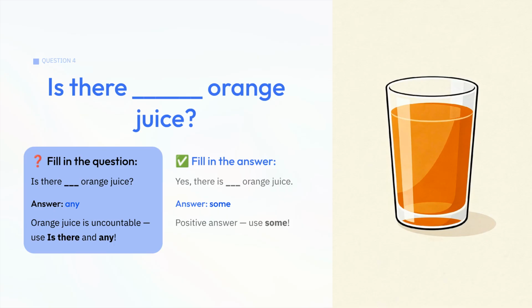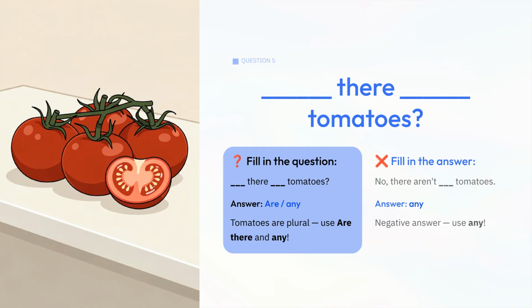Question 4. Is there any orange juice? Orange juice is uncountable, so we say, is there any orange juice? Now the answer. Yes, there is some orange juice. Positive answer. Use some.